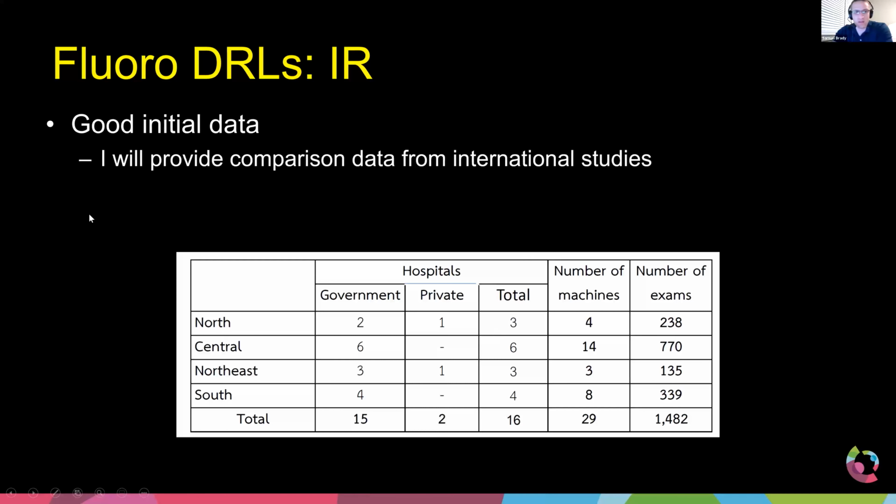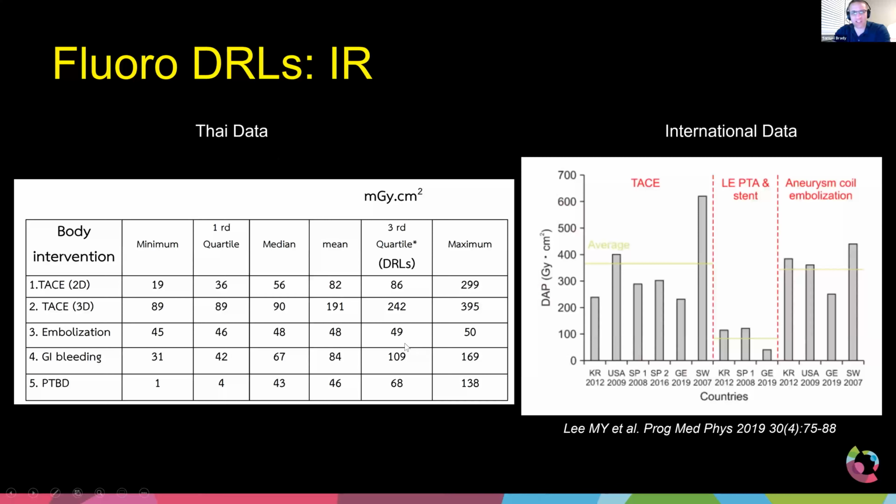This is Thai data. You guys have made great strides with the first initial review of your various different locations: north, central, northeast, and south, so the major areas in Thailand. You looked at just shy of 1,500 cases. That's wonderful. So what I did was I looked at your data and then I went out into the literature so you guys have comparisons. I'm sure you did the same thing. This is not meant to say you're doing bad or you're doing good. This is just meant to give you a way to compare things.